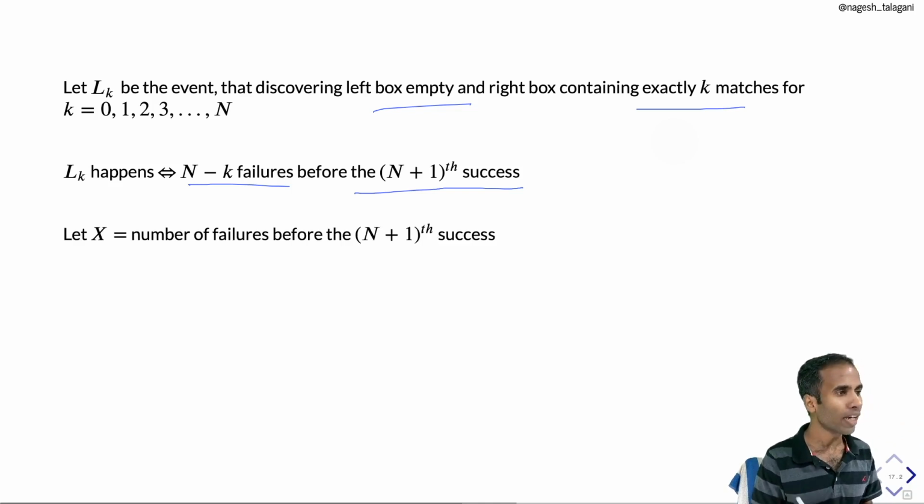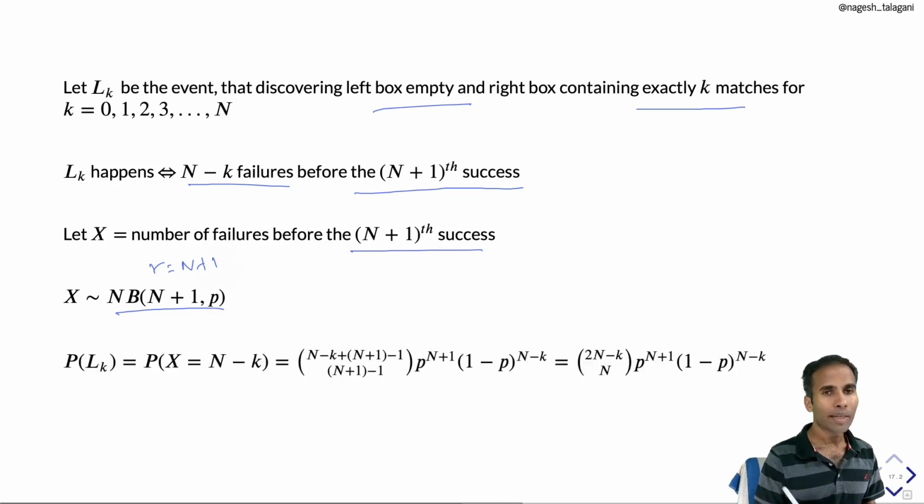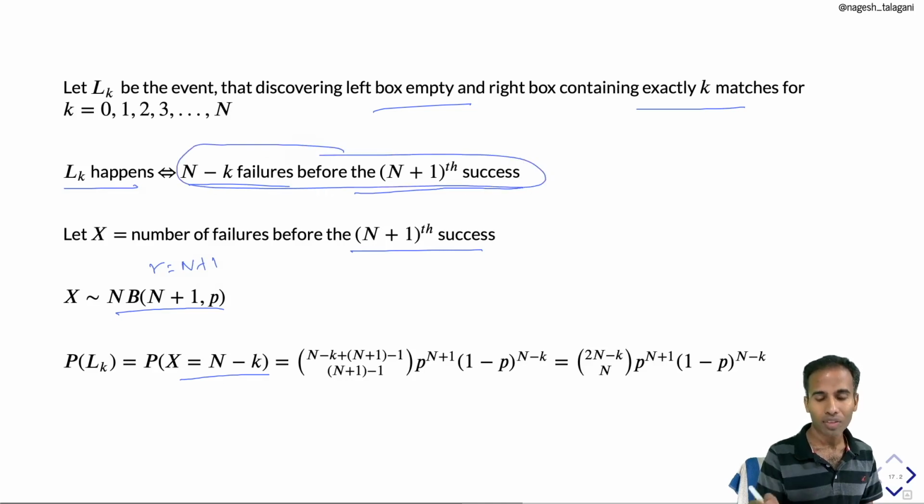Let X be the random variable which is the number of failures before the n plus 1 success. Then X follows a negative binomial distribution with parameters n plus 1 comma p. Here r equal to n plus 1 and p the probability of success. Then the probability of Lk is going to be the probability of X equal to n minus k, because Lk happens if and only if there are n minus k failures before the n plus 1 success, right? That's why the probability of Lk equals the probability of X equal to n minus k.